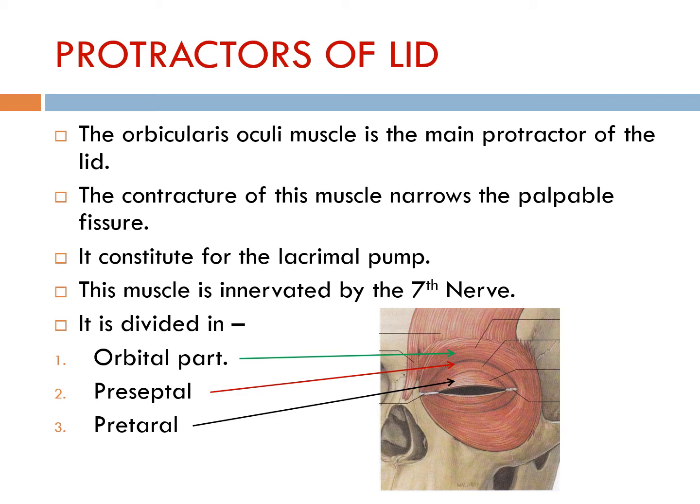So, protractors of the lid. The orbicularis oculi muscle is the main protractor of the lid. The contracture of the muscle narrows the palpebral fissure. This muscle also constitutes the lacrimal pump and it is innervated by the seventh nerve. It is divided into pretarsal, preseptal and orbital part.